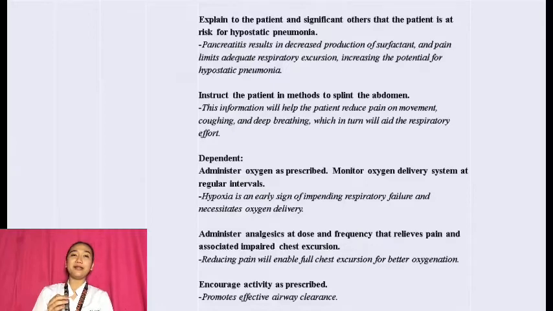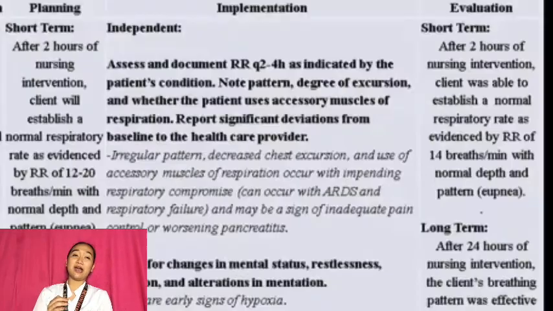Dependent: administer oxygen as prescribed, monitor oxygen delivery system at regular intervals. Hypoxia is an early sign of impending respiratory failure and indicates the necessity of oxygen delivery. Administer analgesic at dose and frequency that relieves the patient's pain and associated impaired chest excursion. Reducing pain will enable better chest excursion for better oxygenation. Encourage activity as prescribed, which promotes effective airway clearance.